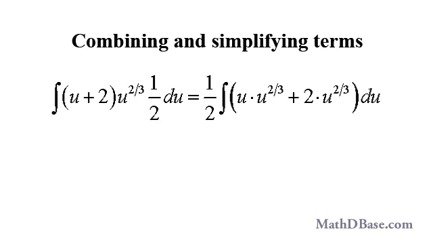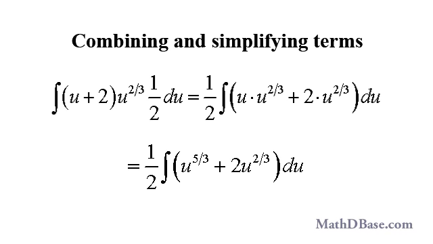Taking the 1/2 factor outside of the integral and distributing the u to the 2/3 term, we get an expression which we can integrate by the sum and power rules. So using the simple substitution u equal to the quantity 2x plus 1, we have converted the product of a polynomial and radical into the sum of two simple terms.